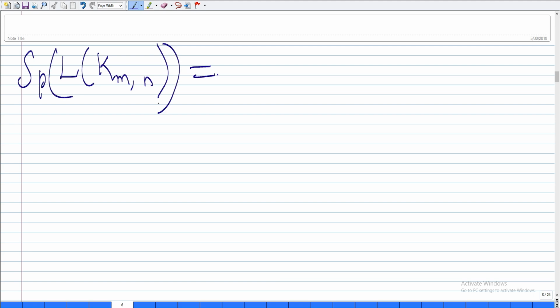Now we can talk about our L of K m,n. I have given you an idea of how you look at the blocks and look at the determinants of these blocks. So what about L of K m,n? The Laplacian matrix of the complete bipartite graph with one partition having m vertices and the other partition having n vertices. And what can we say about the spectrum of this?